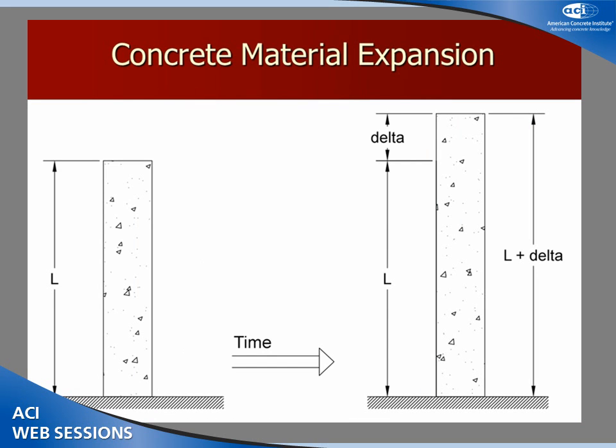Shown on this slide is a concrete material expansion. A concrete is cast in early age, shown at left with a length L. As time passes, the concrete will expand, ending with a final length L plus delta. So those are the three basic characterizations.